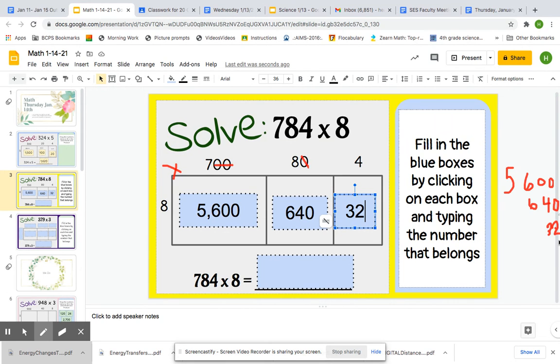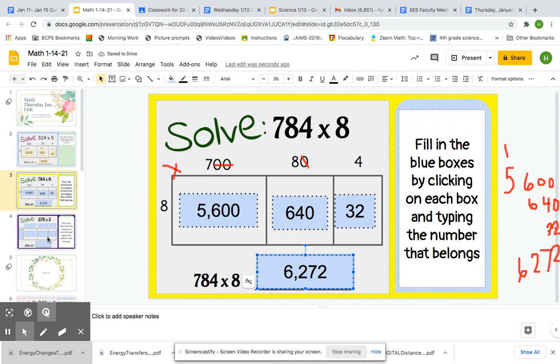So 0 plus 2. 4 plus 3 is 7. 6 plus 6, that equals 12. I carry my 1. 1 plus 5 equals 6. So 6,272. Remember, whenever we're adding, we always start with the ones place. 6,272. Let's look at one more problem together.